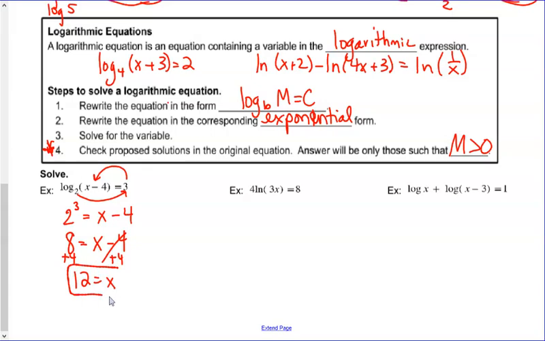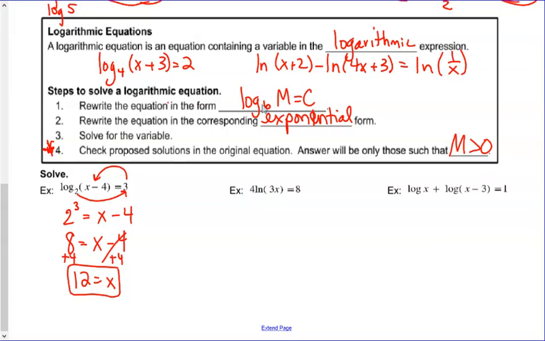So this I'm circling, but we have to double check that when I plug 12 into the original, the expression that I get here is positive. So 12 in there minus 4 is 8. We are good. Okay? Now, let's try to solve this logarithmic equation, and it's a natural log.